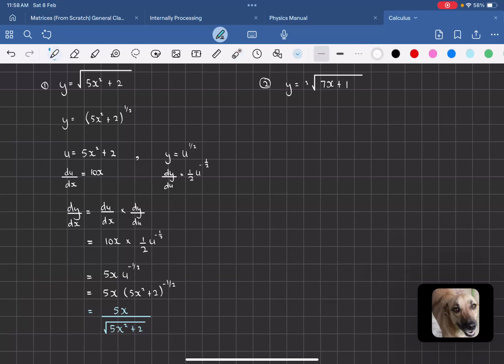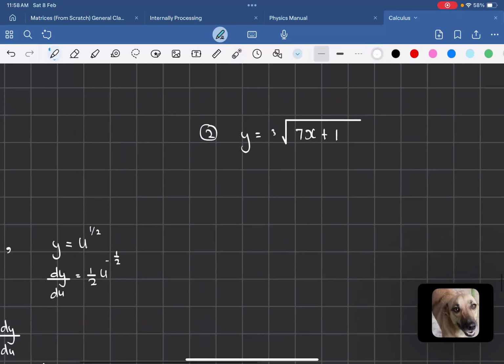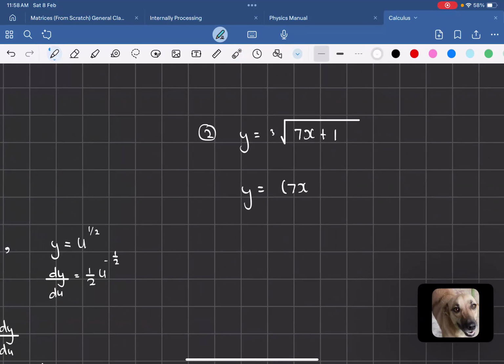Right, so I'm gonna do this question on the board. So first things first, we're gonna change the notation. Instead of writing cube root, we're gonna write it as a power. So I'll say 7x plus 1 to the power a third. Then I'm gonna say let u be equal to whatever's on the inside. I'm gonna differentiate that one time. So that's gonna be du dx, which should be equal to 7. If I'm saying u is equal to 7x plus 1, that means y would be equal to u to the power a third.